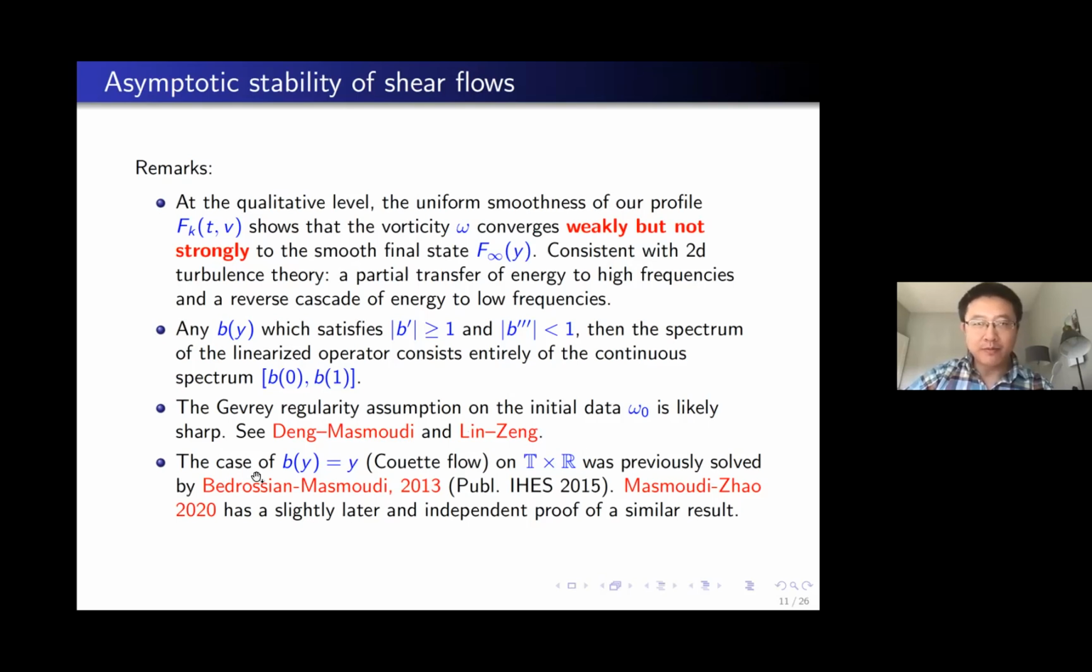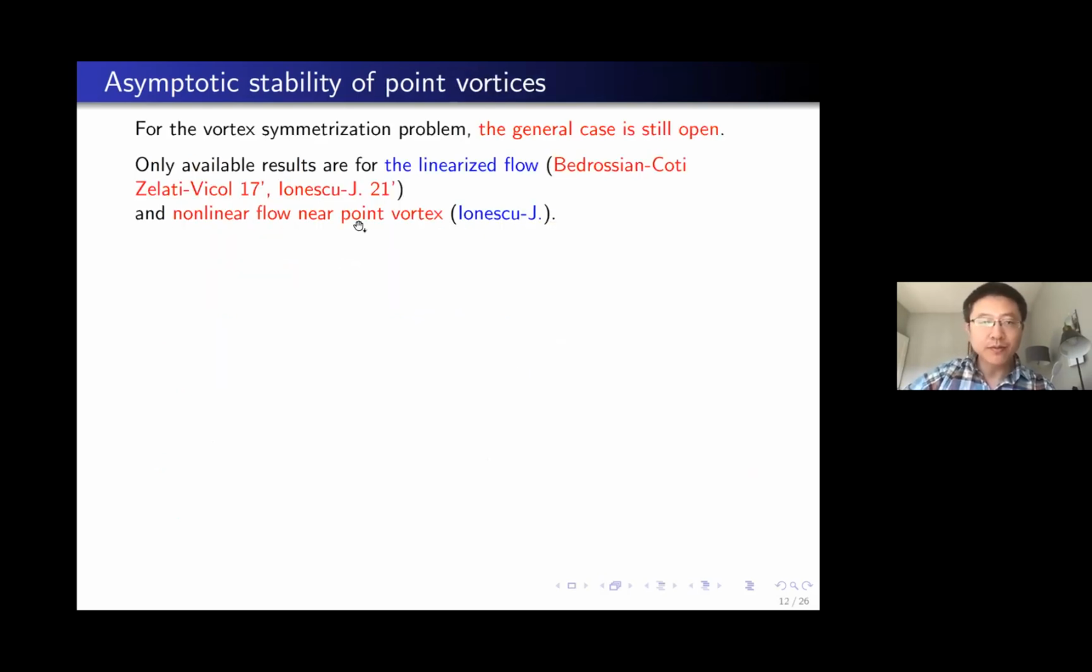Lastly, let me briefly comment on the history of the problem. The first major result on nonlinear inviscid damping for 2D Euler was obtained by Bedrossian and Masmoudi for the Couette flow on T times R. And also recently, just slightly after our work, there is a result by Masmoudi and Zhao who proved a similar result. Okay, so that's the case for the shear flow.